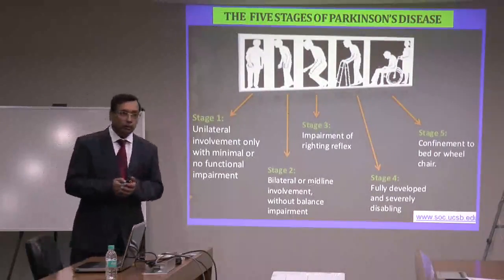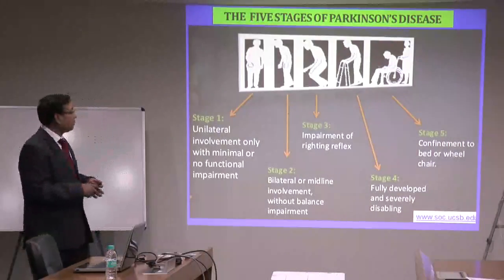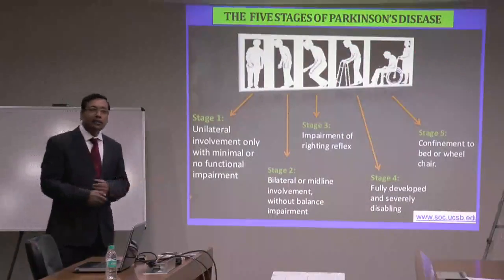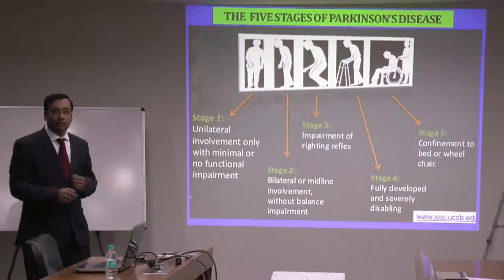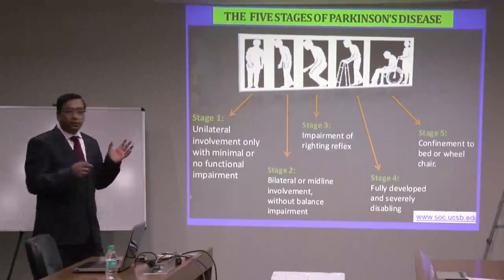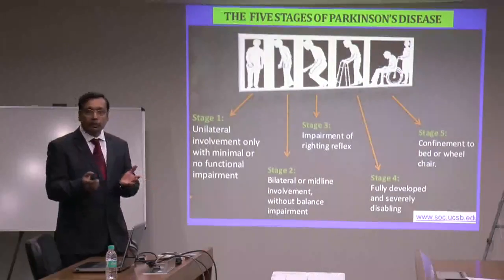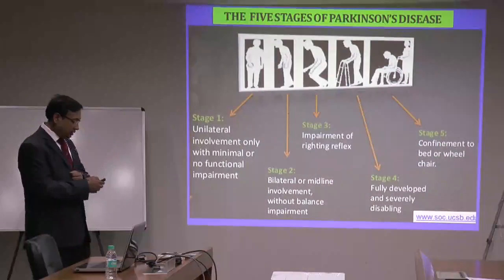I don't know how many of you know about the knee jerk experiment. So that reflex is not proper. The fourth stage is where a patient cannot walk without support, and the fifth is the completely injured state. So I have told you about the pathophysiology and progression of Alzheimer's disease as well as Parkinson's disease.